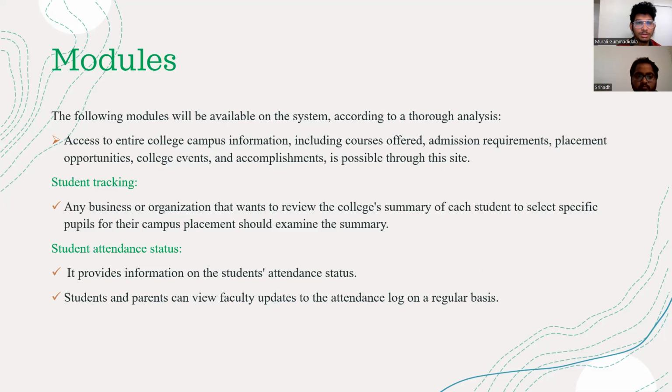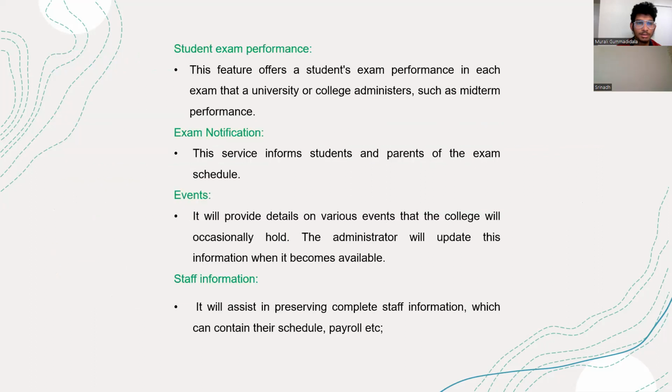And the next one is the modules. These are the modules which are used in the database system for college management. One is student tracking and another is student attendance status. In student tracking, any business or organization that wants to review college summaries for each student will select students and give campus placements. For student attendance status, it provides information about student attendance, in which parents and students can view their attendance by logging onto the portal.